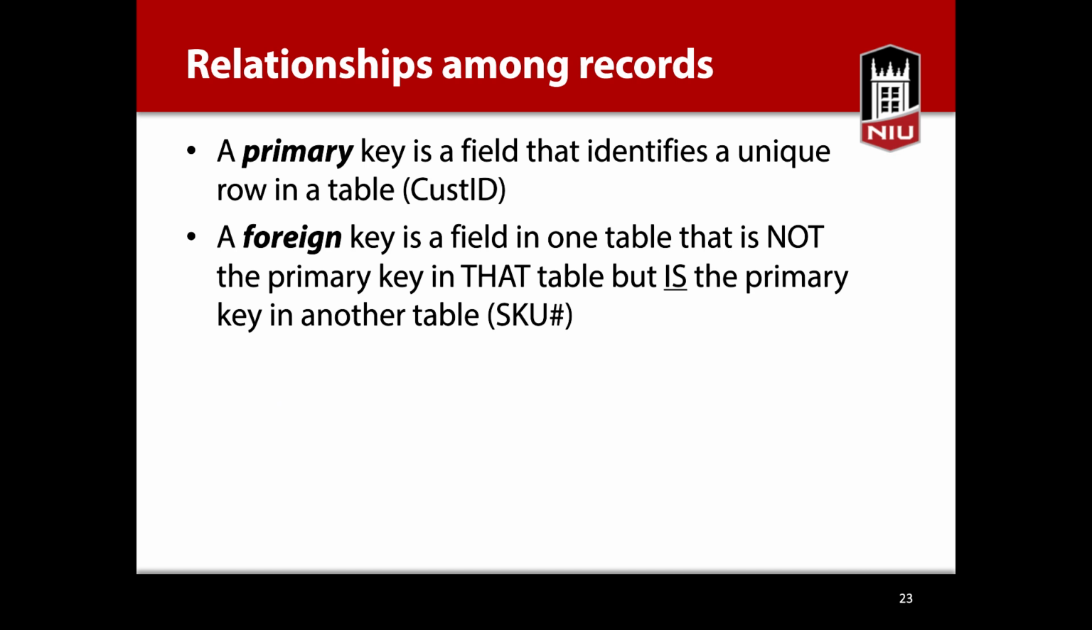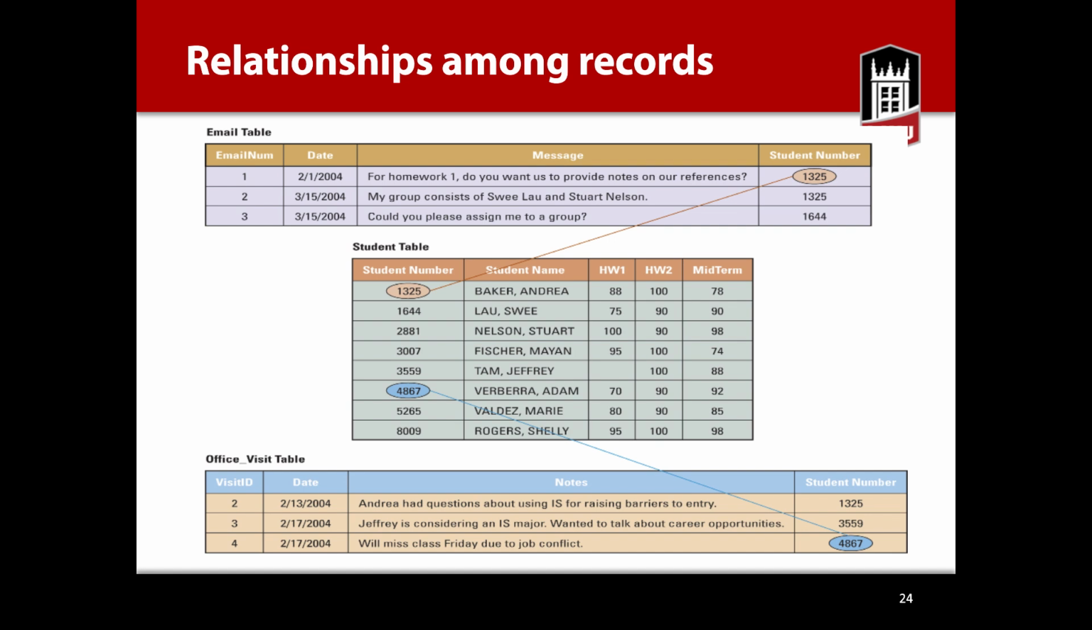A foreign key is an attribute or an additional field in a table, but it is not the primary key of that table; it is a primary key of another table. And I know that sounds a little confusing the first time you hear it, so we're going to go through an example here to help illustrate this a little bit better. In this example, we have three different tables. We have an email table, a student table, and an office visit table. And each of them has a primary key.